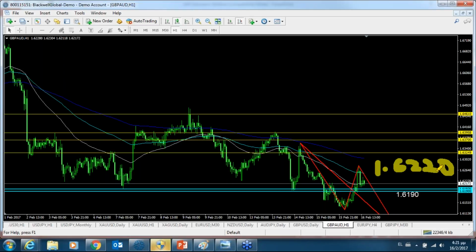So you would need price to come down under 6220, for example 6210 or 6190, like this price here. Only then can we see more dominance by the sellers, because if it does reach 1.6190, then you can say that the bears are dominating more, and at the same time prices are under all three lines.